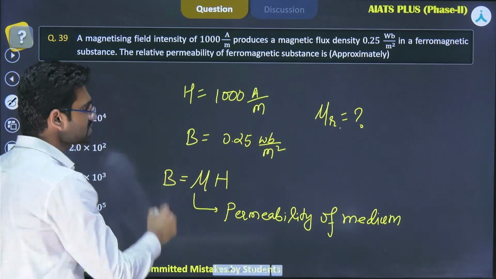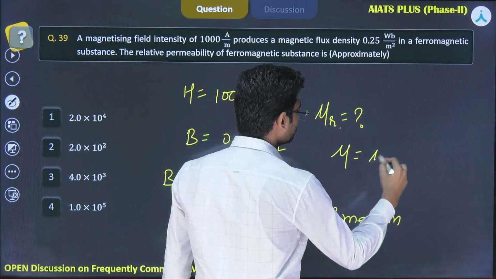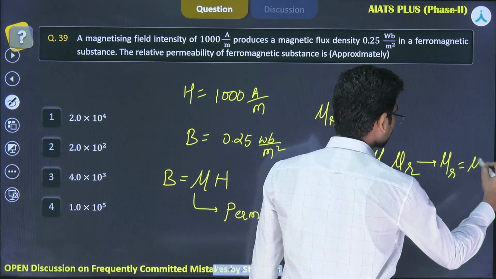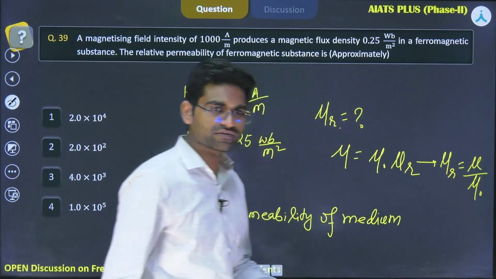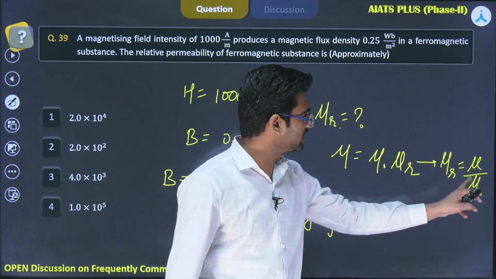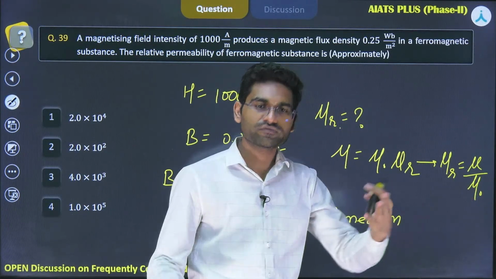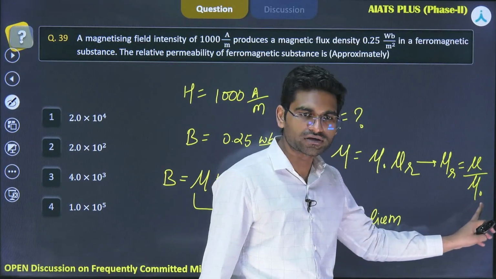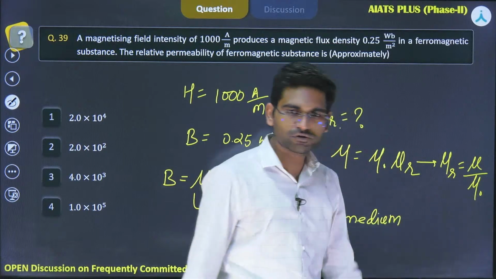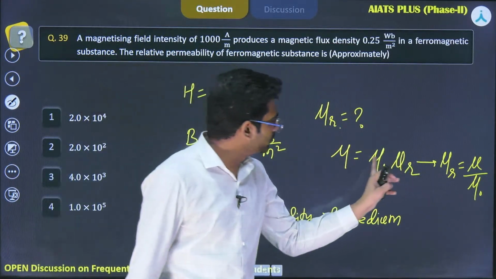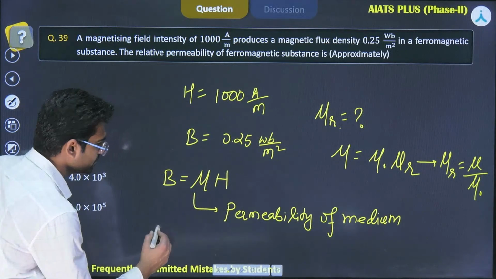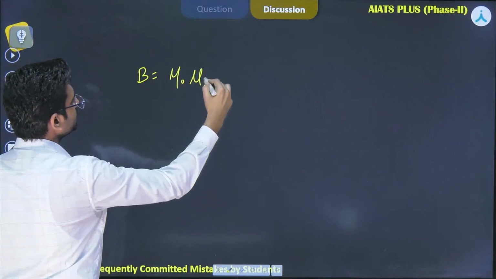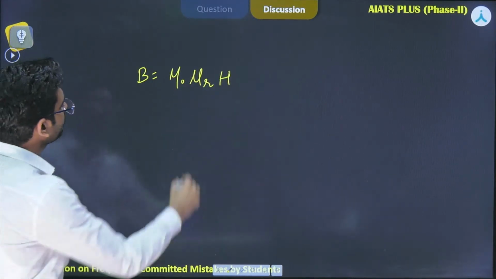Now what is this mu? This mu can be written as mu naught mu r, or the relative permeability mu r can be written as mu by mu naught. Here the reference is mu naught. So if I have to find the relative permeability of any medium, I will write in the numerator the permeability of that medium divided by mu naught, the permeability of the vacuum. That would be equal to mu r. So I can write mu as mu naught mu r, so B is equal to mu naught mu r into H. We have to find this mu r.